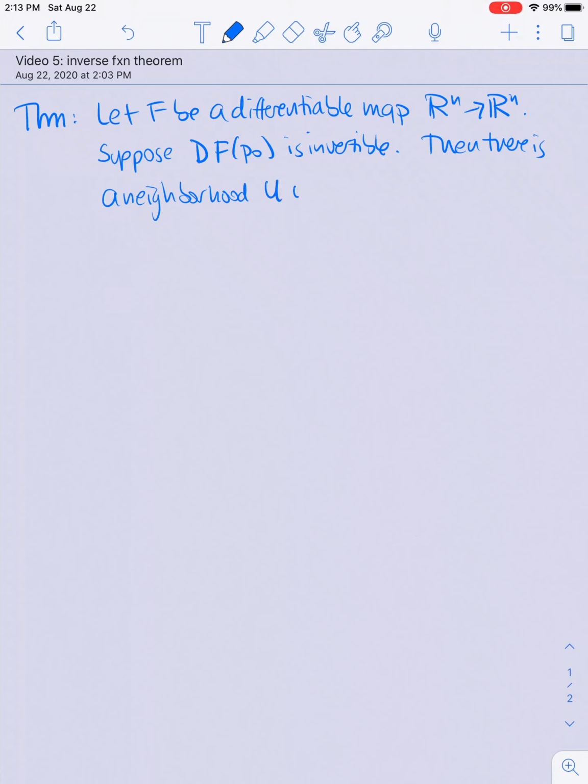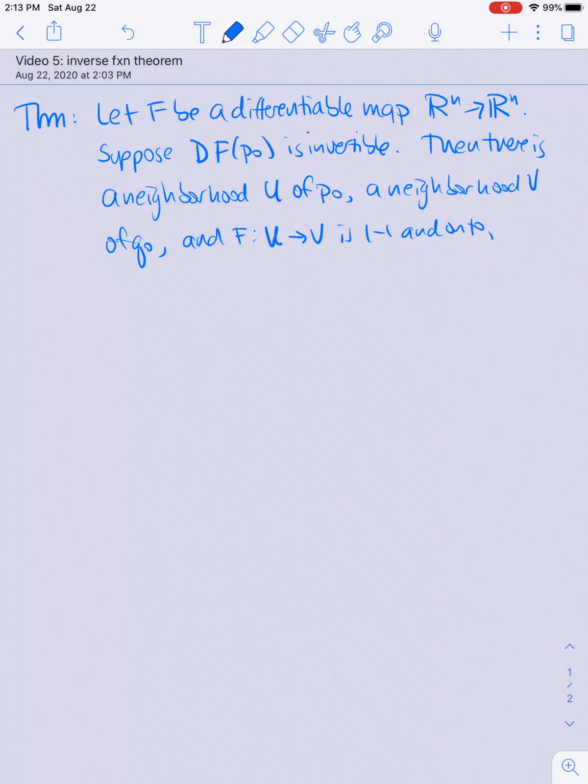So there's a neighborhood u of p0 and a neighborhood v of q0, and f from u to v is 1 to 1 and onto, and its inverse, which is now defined because it's 1 to 1 and onto, is also differentiable.